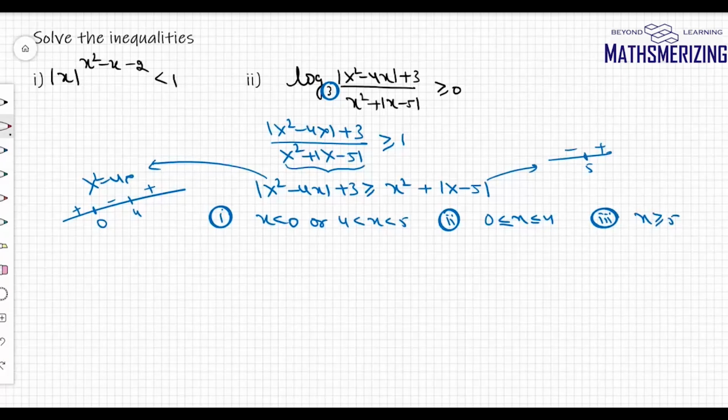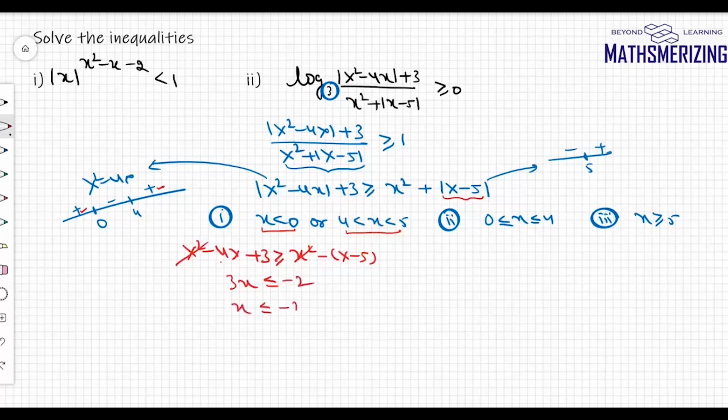Now, when x is less than 0, or when x lies between 4 and 5, this expression is positive. So I can write x square minus 4x plus 3 is greater than or equal to x square. Now, what about x minus 5? It will be negative. So minus x minus 5. So I'll cancel x square. I can write 3x is less than minus 2. I'll get x is less than or equal to minus 2/3. Now x is less than minus 2/3. It lies in this interval. So that's my first solution.